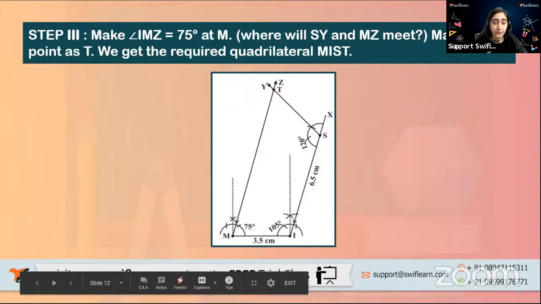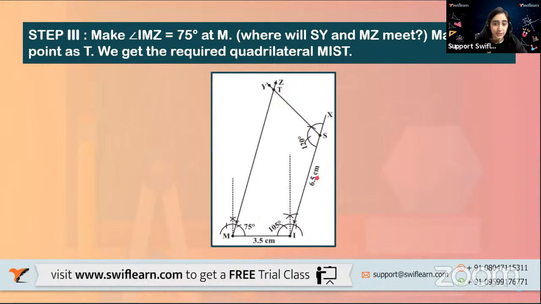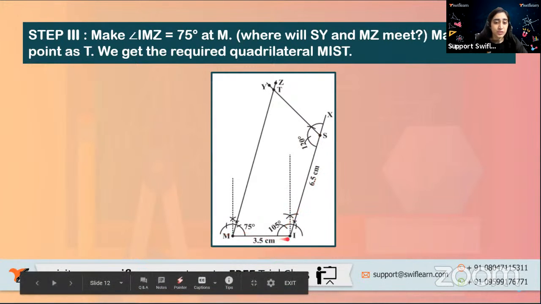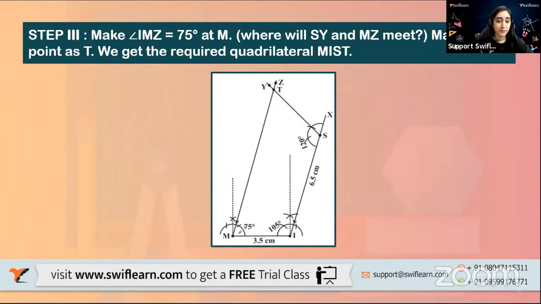For that, it's already given that the distance between these two is, is it given to me? Yes, it is given to me that the distance between this is 6.5, right? This is given and this distance was given to me 3.5. So what will I do? I'll draw a line, 3.5, I know it already. I'll make an angle of 75 degrees. How will I make an angle of 75 degrees? It is pretty easy. How to proceed?